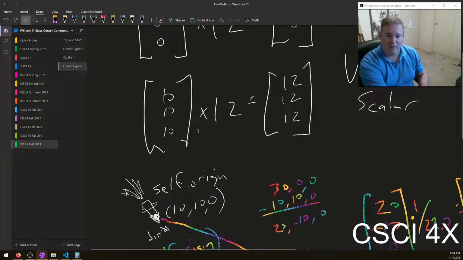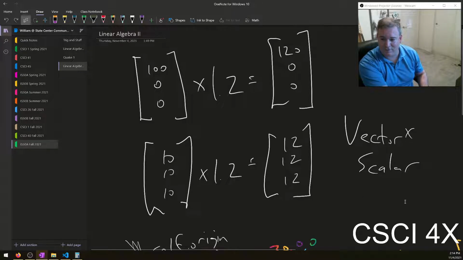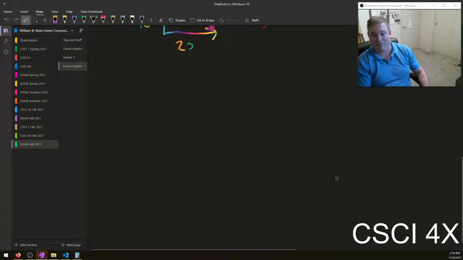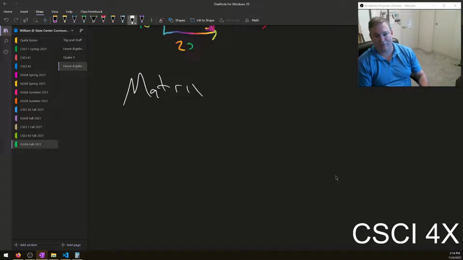Okay. So today, so far, we've talked about vector times scalar, and now we're going to be talking about matrices. Matrix math, which is a big topic.